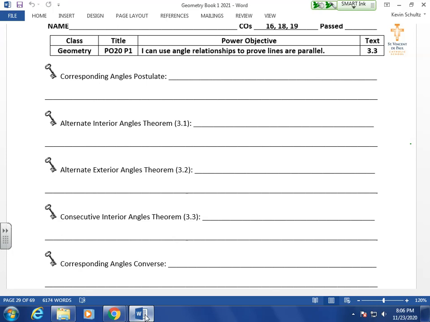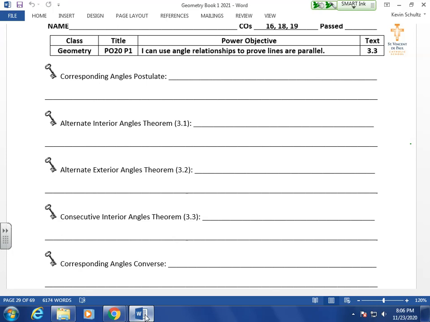So PO20 part 1 is a lot of writing. So get those wrist exercises going with your writing hand up in the air, forwards, backwards, round, and let's get to work. Okay. So the corresponding angles postulate, you'll recognize these as if-then statements.